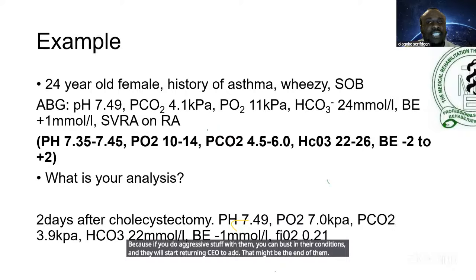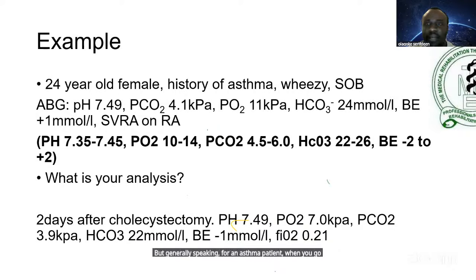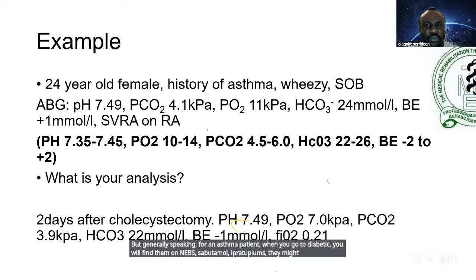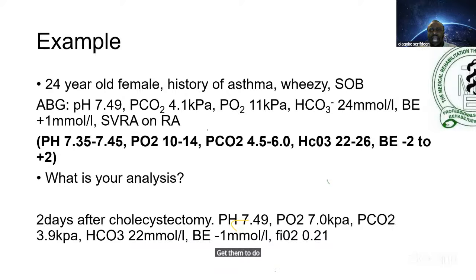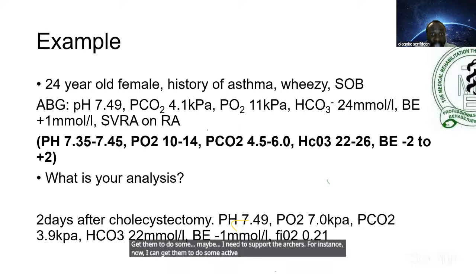But generally speaking, for an asthma patient, when you go to their bedside, you will find them on nebulisers, salbutamol, ipratropium, they might be on IV magnesium. How do you support their chest if you are seeing them from a chest point of view? Generally, you get them into breathless positions. And if, let's say, they are sounding chesty, maybe I need to support their chest, for instance. I can get them to do some active stuff if they are able.